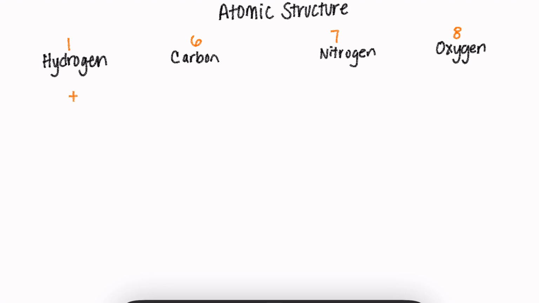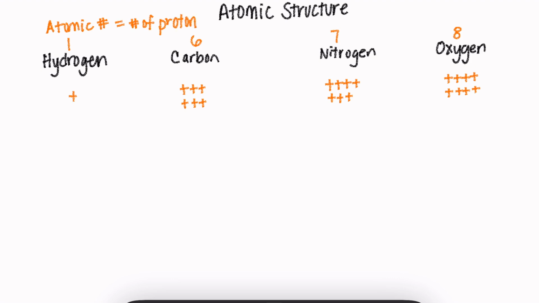Hydrogen has 1 proton. Carbon, as we've looked at already, has 6 protons. Nitrogen has 7, and oxygen has 8. These plus signs represent the protons. Notice that atomic number matches the number of protons. They're the same thing. If you know the number of protons, you know the identity of the element.